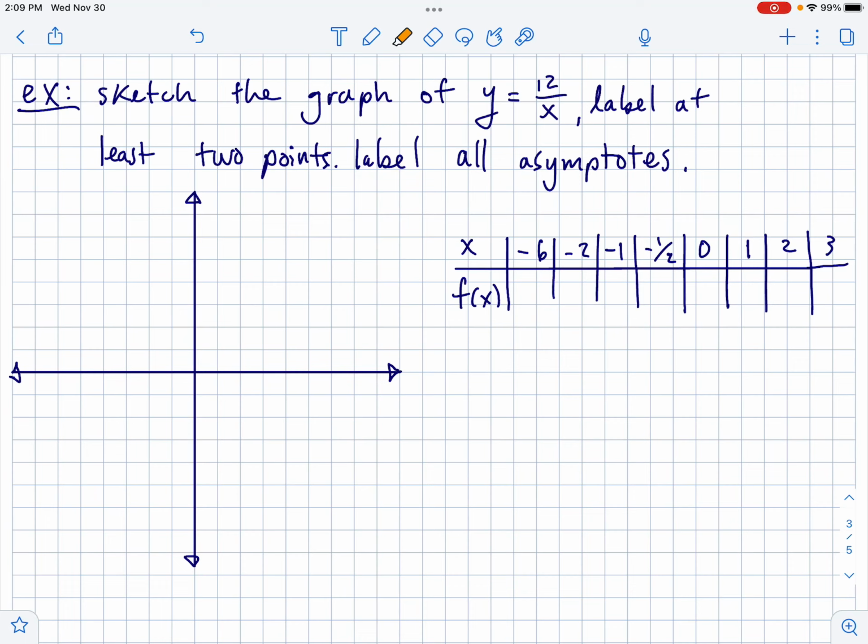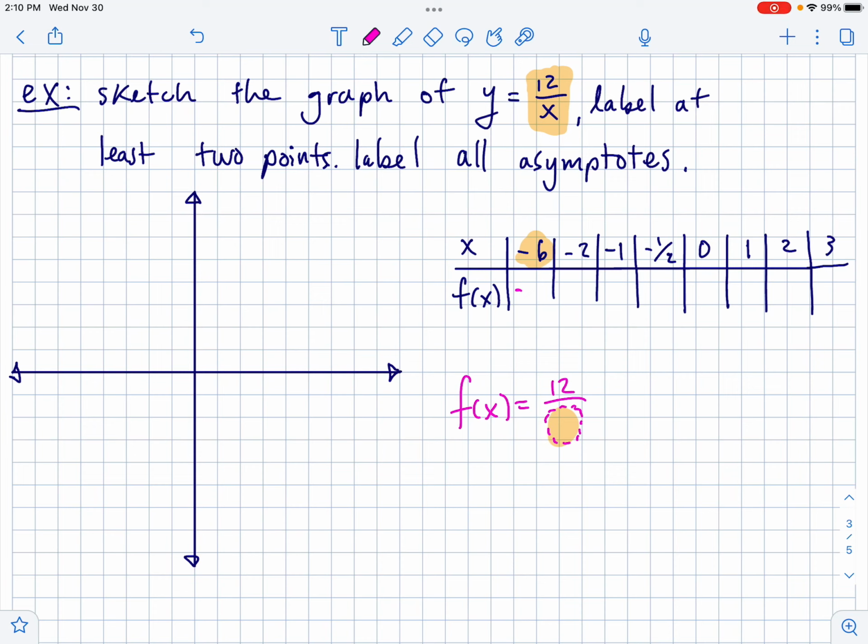Now, we're going to sketch the graph of y equals 12 over x, and we're going to label at least 2 points. Label all asymptotes. Eventually, you will get to the point where you can look at this and say, oh yeah, it's like a cobweb that's been stretched a certain way, because all our transformations are still valid, but I'm going to approach it from a table perspective. So f of x equals 12 over something, and we're going to put different somethings in there.